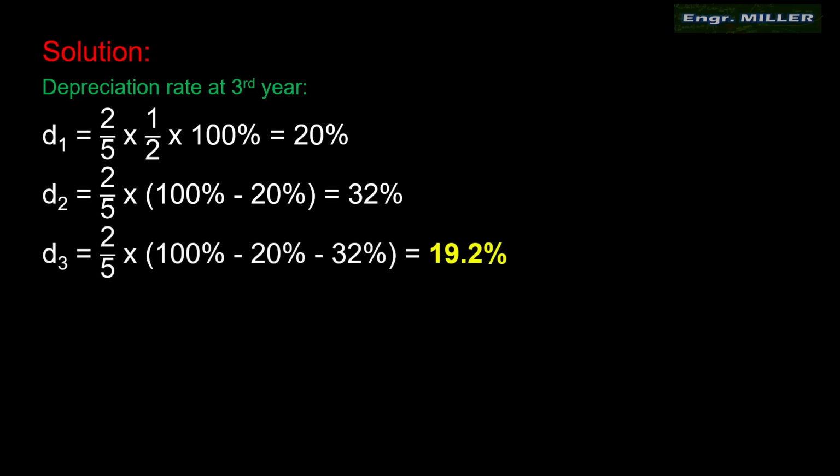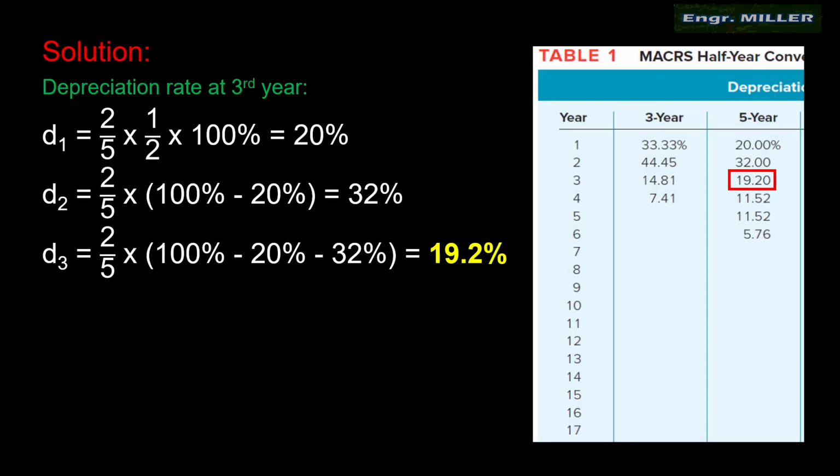So, sa 3rd year, which is yun yung hinahanap natin, again, i-minus mo yung depreciation sa 1st year, sa 2nd year, and ang magiging depreciation rate is 19.2%. Let's check the table kung tama ba tayo. Yes, 20, 32, and 19.2. You see, tama tayo dun sa table.